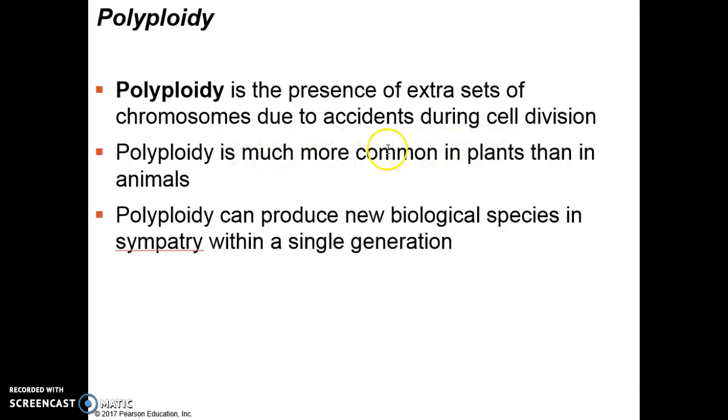Definitely much more common in plants than in animals. It's almost always fatal in animals. Plants, for some reason, can adapt. People that are smarter than me understand why plants can handle that a little bit better than I do. I don't have a great answer for that. I just know that I've memorized this same bullet point that you're seeing today: can produce new biological species within a single generation.